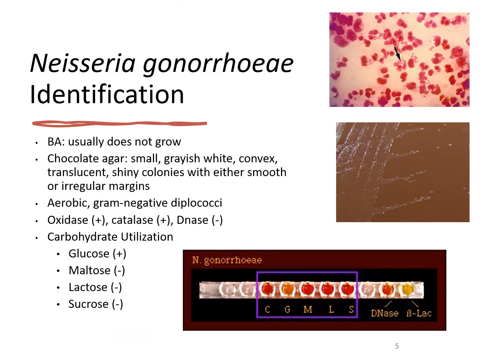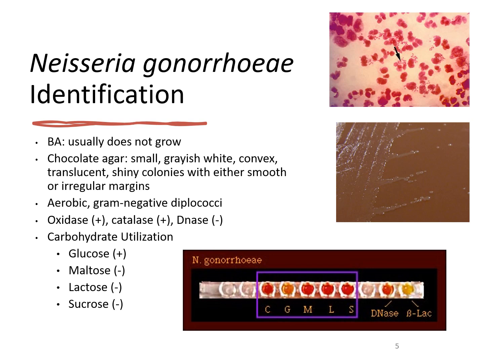When you're working up Neisseria gonorrhoeae, this particular organism will typically not grow on blood agar, but it will grow on chocolate agar. On the chocolate agar, what you're looking for is small grayish-white, convex, translucent, shiny colonies, and they can have smooth edges or slightly irregular edges. This organism is aerobic, so it can grow in the presence of oxygen. Of course, it gives a gram-negative Diplococci stain when it's gram stained. They are oxidase and catalase positive, and DNase negative.